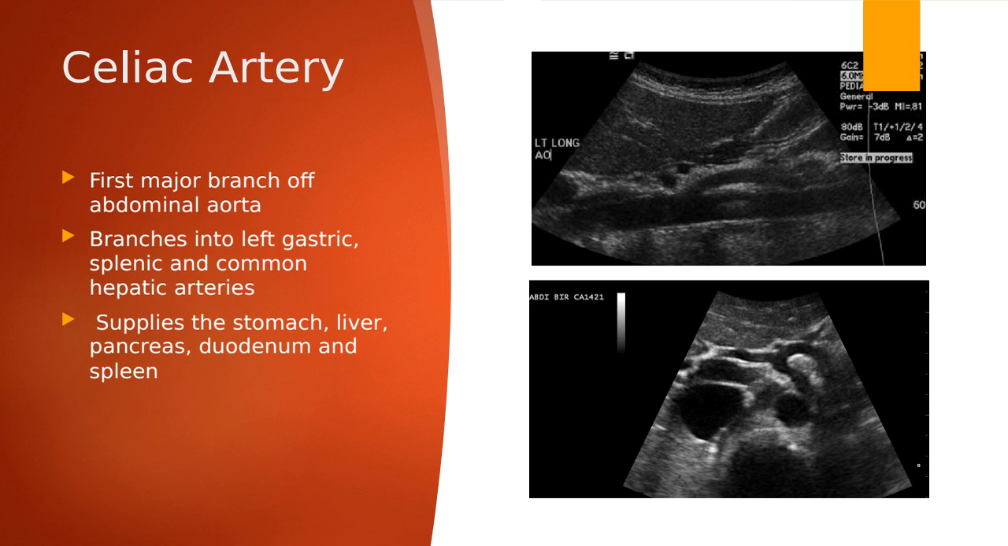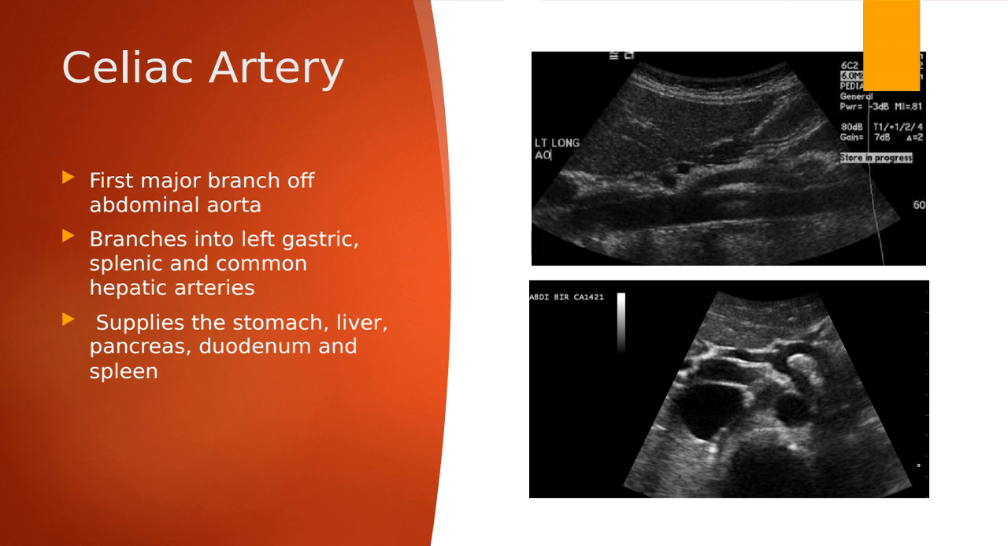So the first major branch off of the abdominal aorta is going to be our celiac artery, also known as our celiac axis. This artery is going to have multiple branches that go off and supply a lot of different structures within the abdominal cavity. So it's going to branch into our left gastric, which is going to supply our stomach. It's also going to branch into our splenic artery and our common hepatic arteries. So overall, the celiac axis is responsible for supplying blood to the stomach, liver, pancreas, duodenum, and spleen. So a lot of responsibility coming off of that first branch of the aorta.